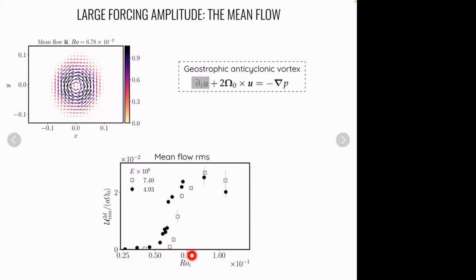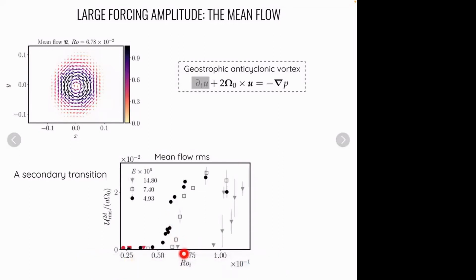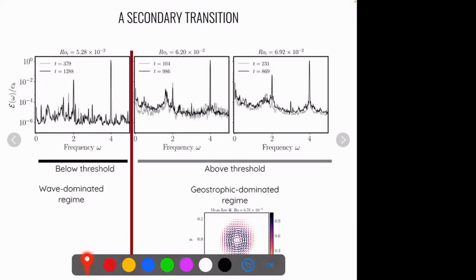And what you see here is a secondary transition that's happening in the saturation of the primary instability, because it happens well above the threshold of the elliptical instability. So we have a secondary transition. And it's really a geostrophic dominated regime, because if you look at the temporal spectra of the flow, you see that although you had peaks in the inertial range in the wave dominated regimes, they tend to be completely blurred for the geostrophic dominated regime. Okay, so we have two very different regimes of saturation here.